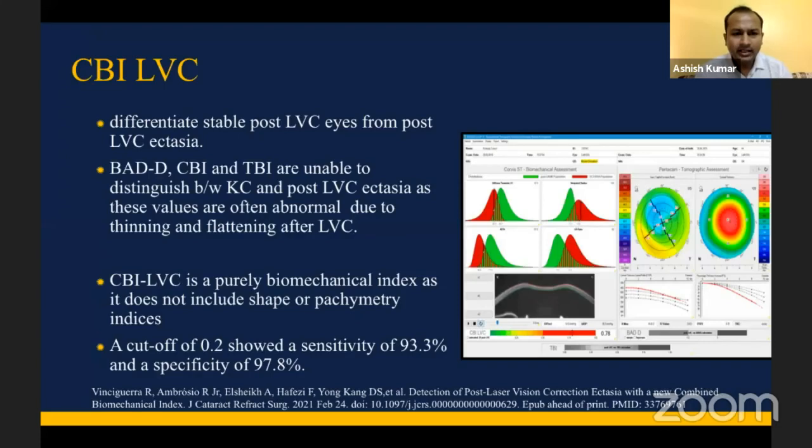So basically, BAD-D, TBI, and CBI in post laser vision correction eyes were giving abnormal readings, and to overcome those challenges, CBI-LVC was another index which was added recently. It's a purely biomechanical index as it does not include shape or pachymetry indices. A cutoff of 0.2 showed a sensitivity of 93.3% and a specificity of 97.8%.